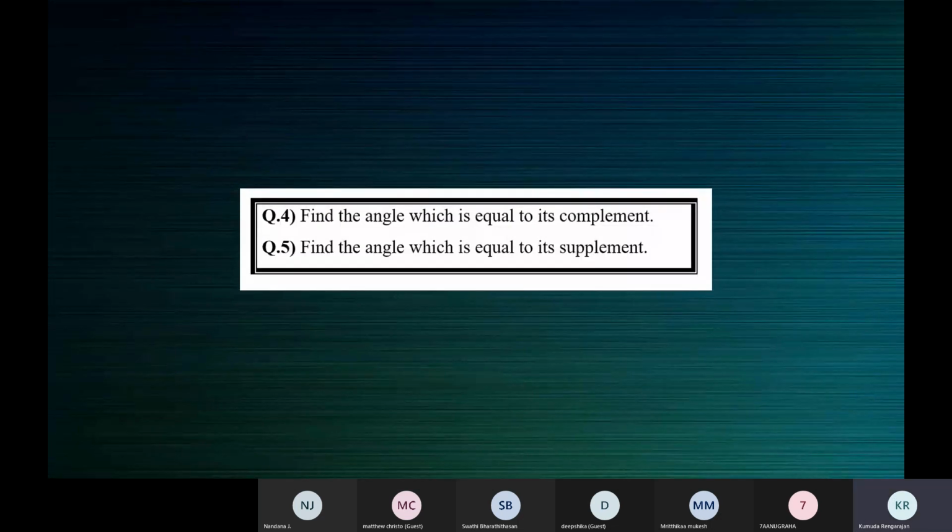Yeah, answer this, children. Find the angle which is equal to its complement. Ma'am, 45 degree. Yes. Somebody else tell me, find the angle which is equal to its supplement.